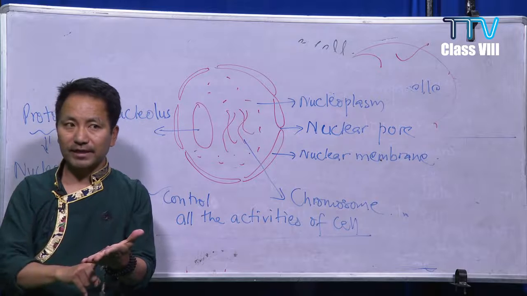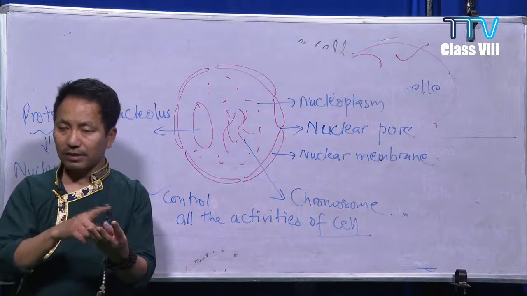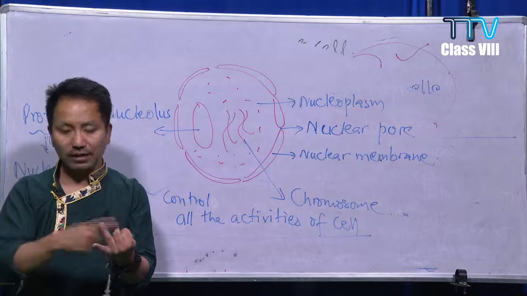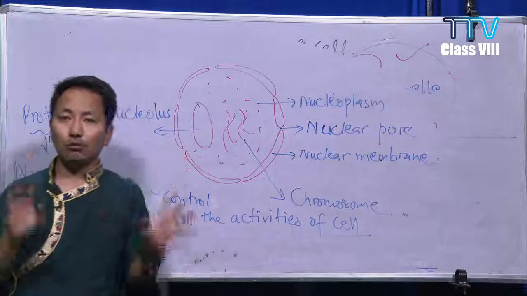Three components of a cell: the cell membrane, then the cytoplasm, and then the nucleus. These three are the key components of a cell.